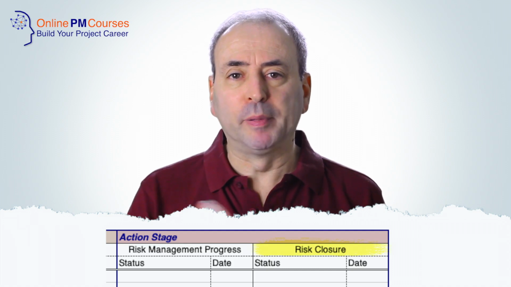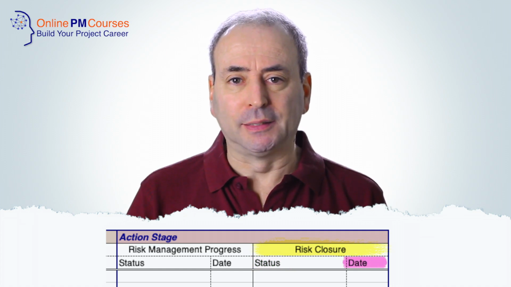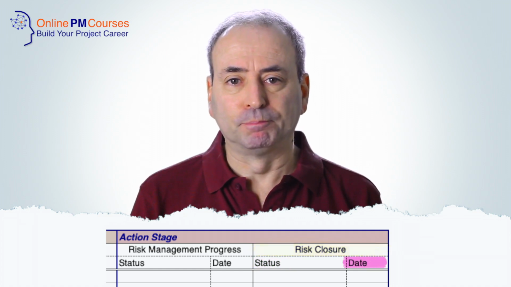Finally, I'd have a section of your risk register for risk closure. Again, there would be a status. Has the risk gone away? Is it no longer a threat? Has it been managed out? Has it ceased to be a threat for natural reasons? Has it materialized and been dealt with? What's the status of the risk, and the date at which it ceased to be a threat.